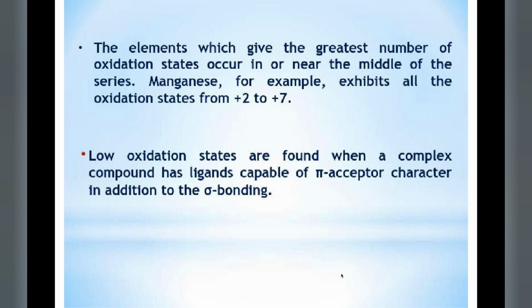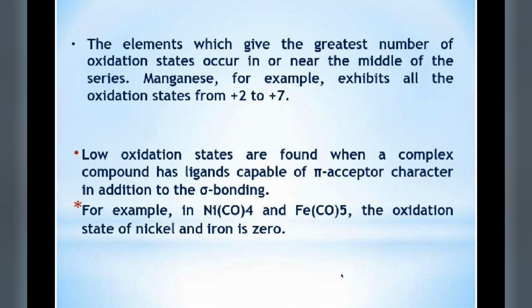In such cases, low oxidation states are found. The elements which give the greatest, as we already saw, occur near the middle of the series, and low oxidation states are found in compounds where both pi acceptance and sigma bonding can be seen, for example in Ni(CO)4 and Fe(CO)5, where the oxidation state of nickel and iron is 0.